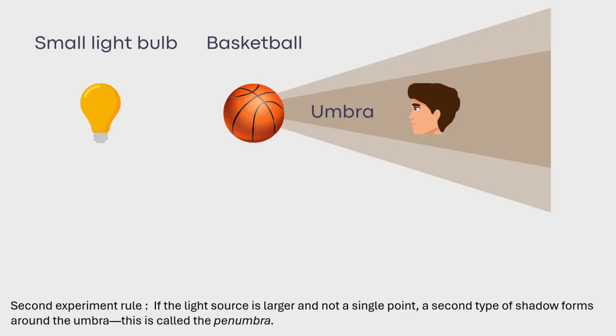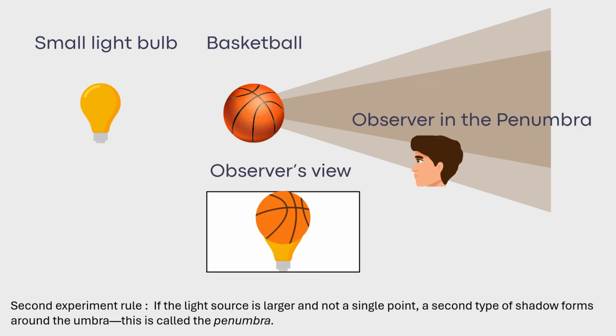Now imagine the light source is a round bulb, slightly smaller in size than the basketball. When you stand directly behind the ball, aligned with the bulb, no light is visible because you are in the umbra. But as you start to move sideways, a portion of the bulb becomes visible. This is the penumbra. So in general, the penumbra occurs because the larger surface area of the light source allows light from its edges to reach this region.